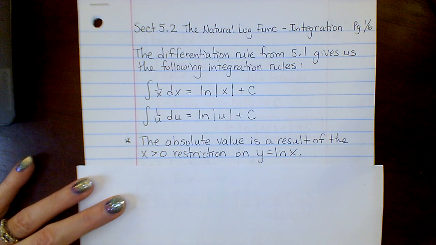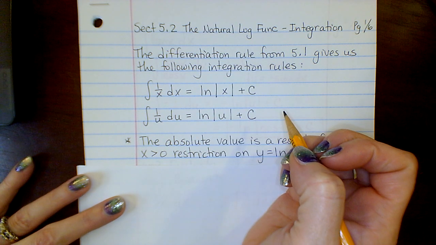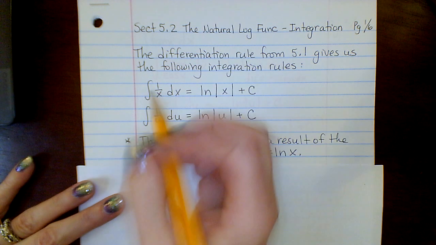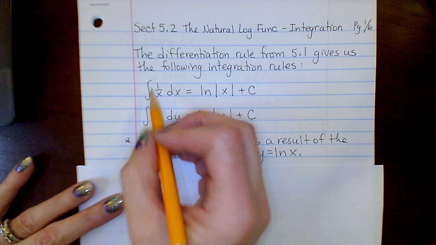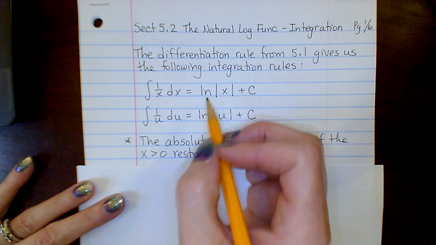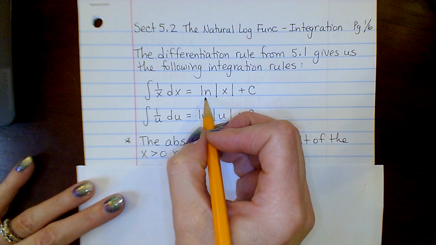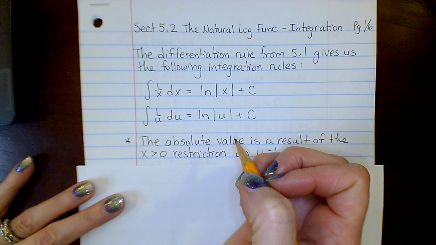Now, remember, we do have that restriction that the argument of that natural log has to be positive, because we cannot take the natural log of 0 or a negative number. So that's where these absolute value bars come in, and those are pretty important. So we say that the integral of 1 over x is the natural log of the absolute value of x. Now remember, that came as a reverse of the derivative of the natural log being 1 over x.